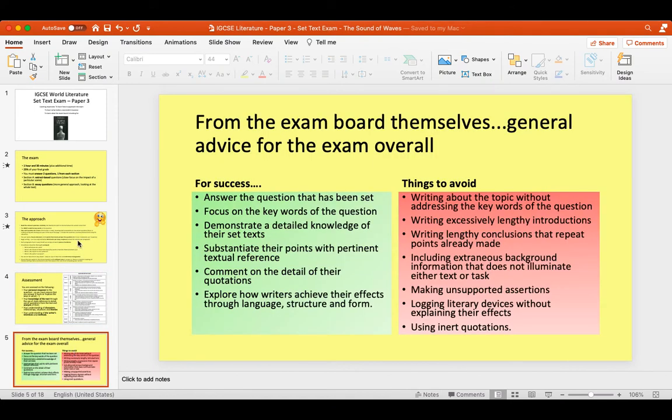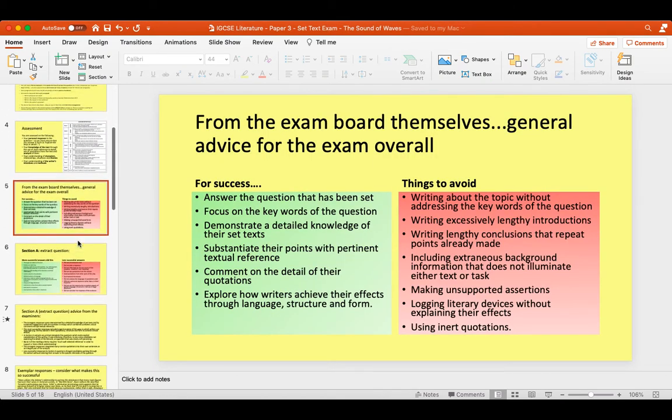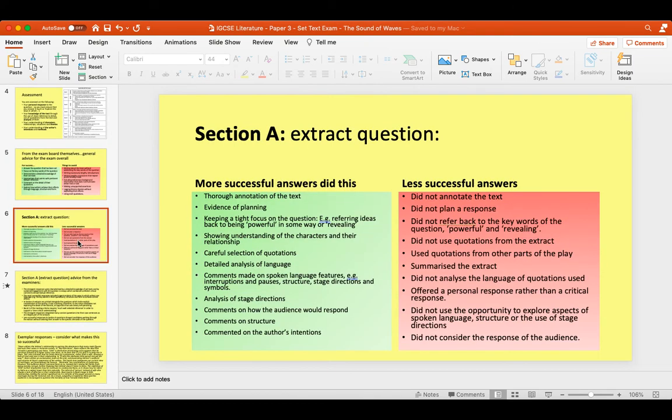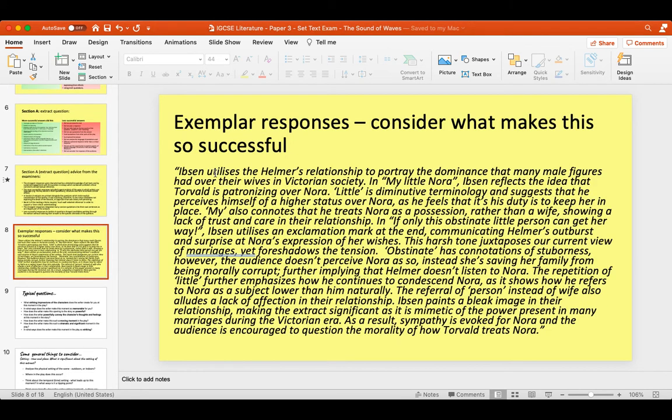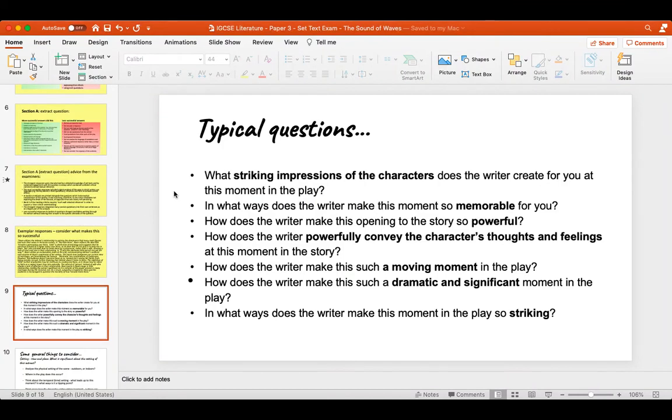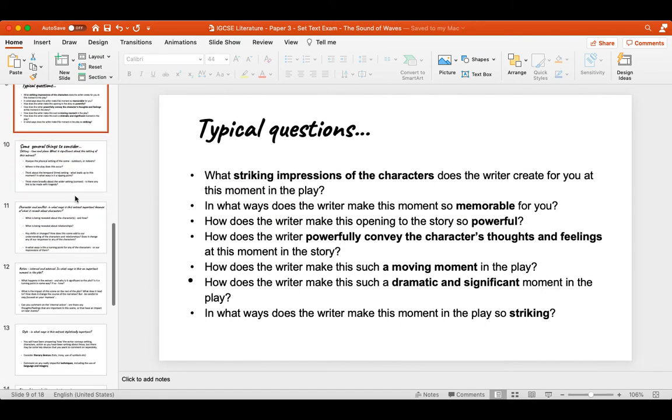I've then included on the PowerPoint, I'm not going to read it out for you, but you can go through this. We've gone through this in class before. Some advice from the exam board about good answers to section A and good answers to section B. So there's a few examples there. I've got an example of a very, very long response, probably a little too long, but a good response essay. And just look at how they use these short embedded quotations, and they're always analysing. This one is about A Doll's House, which I know you know. There's some examples of some typical questions that you could be asked, and also some general things to consider.